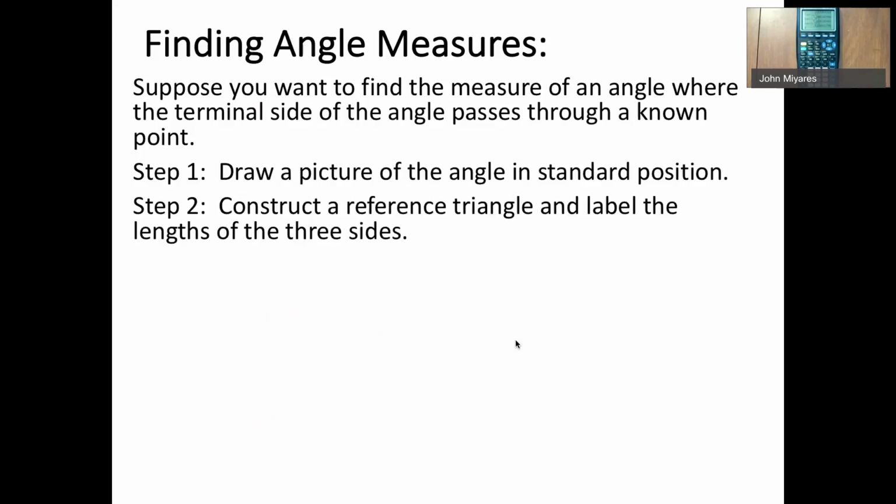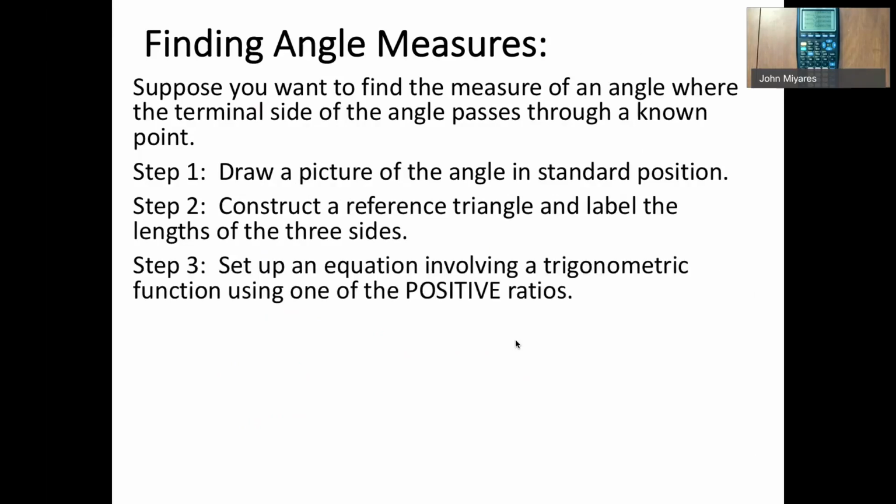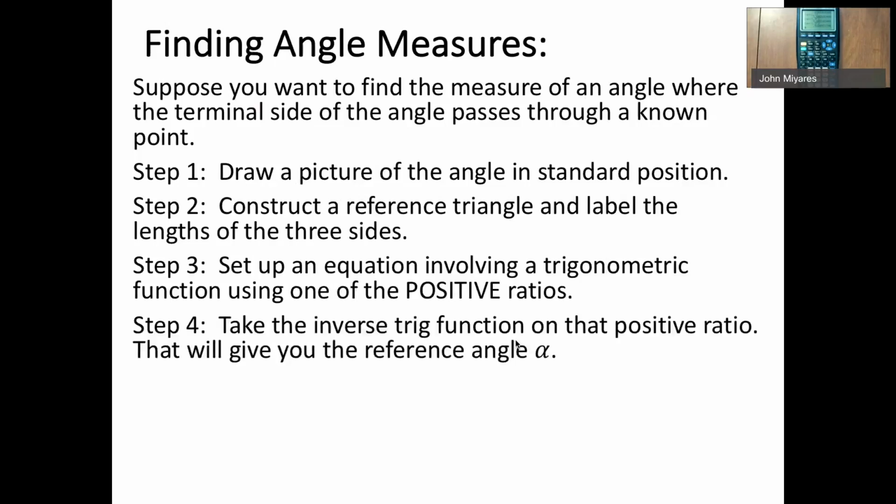Once we know what the 3 side lengths are, we want to set up an equation involving a trigonometric function using one of the positive ratios in the triangle. And that will be important, that we want to use one of the positive ratios. Using a negative ratio in our calculation will cause problems. Once we have this equation, we'll take the inverse trig function on that positive ratio, which will give us the measure of the reference angle alpha.